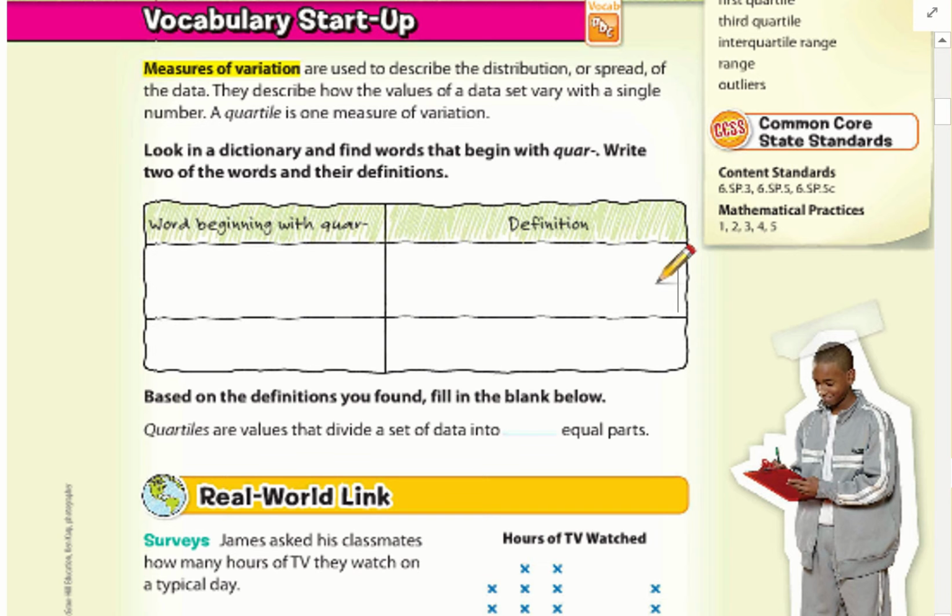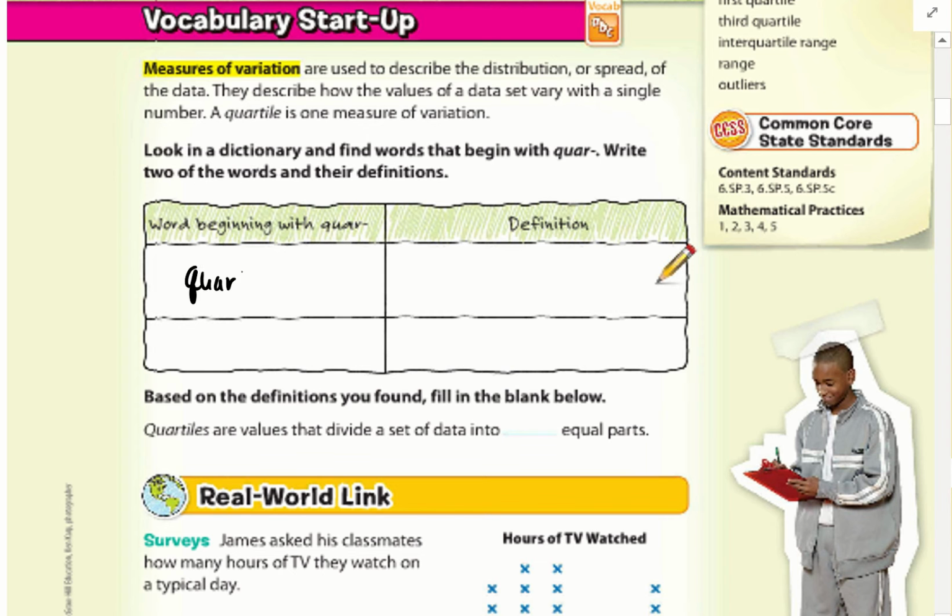So measures of variation are used to describe distribution of the spread of data. They describe how values of a data set vary within a single number. A quartile is one measure of variation. Look in a dictionary and find words that begin with quar. Write 2 of the words and their definitions.